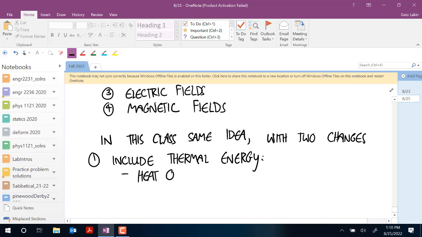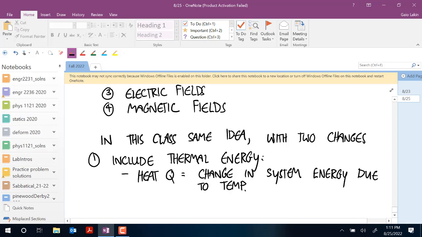So the heat Q is a change in system energy due to a temperature difference. And in physics 1, you didn't have anything like that. That's why you called it conservation of mechanical energy. We're only dealing with mechanical energy, no thermal energy.